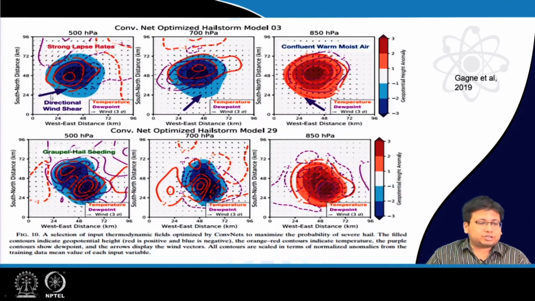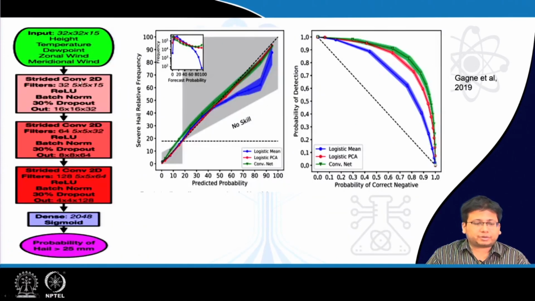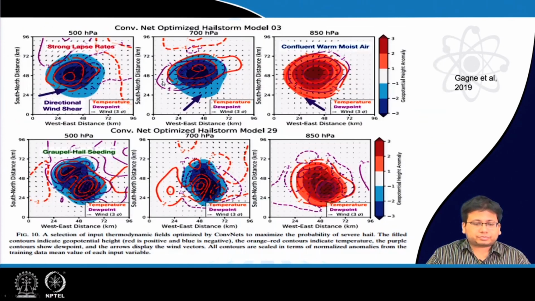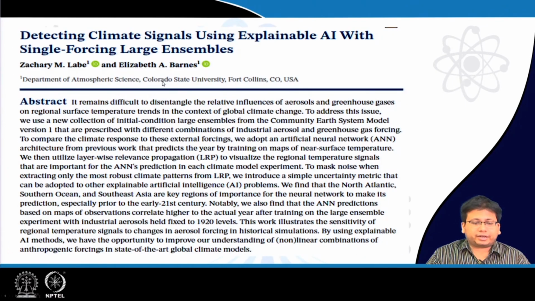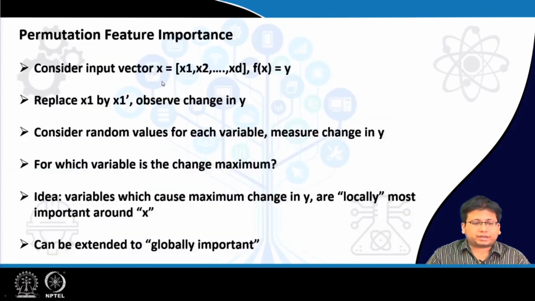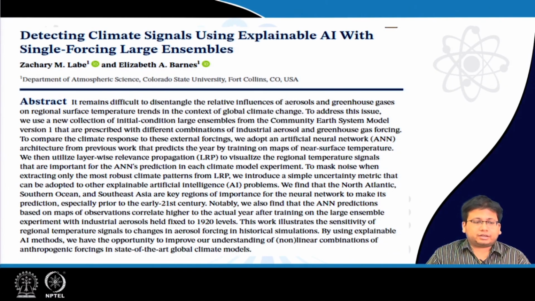For each of the input variables that were considered, their permutation feature importance values are calculated. Similarly, we have some other interesting applications of these things, like detecting climate change signals using explainable AI with single forcing large ensembles.